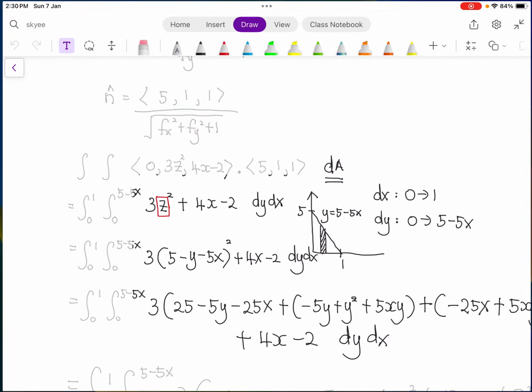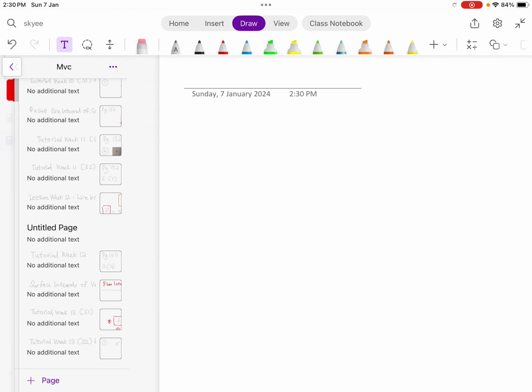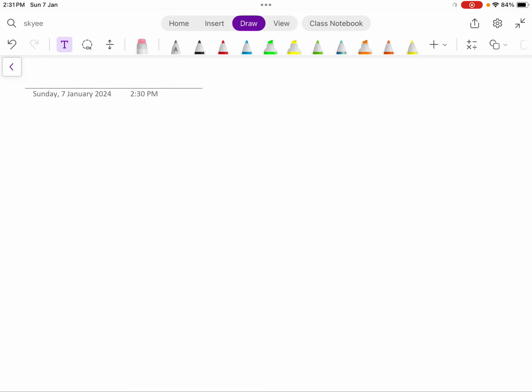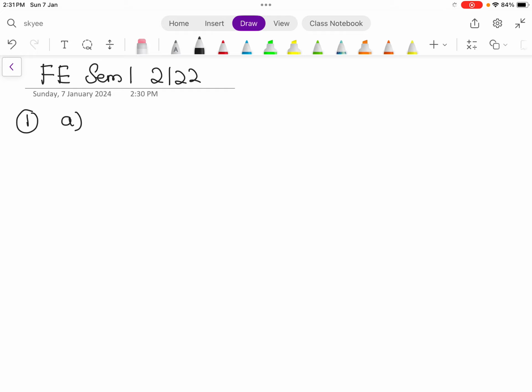So we look at the solutions. This is question number 1. I will write down here that this is the final examinations for the semester 1, 2021 and 2022. So question 1A. You are required to find the del y, del x. This is your job. You have to find this one.